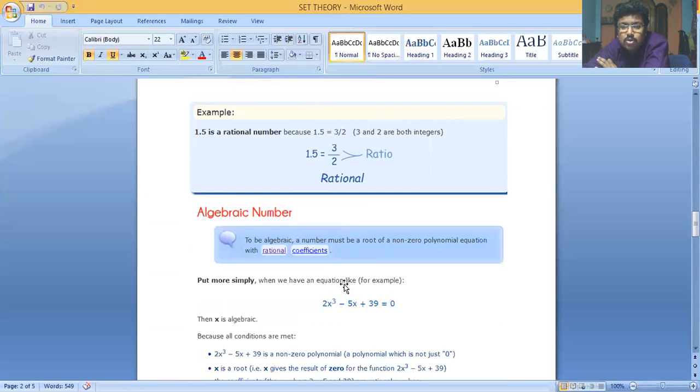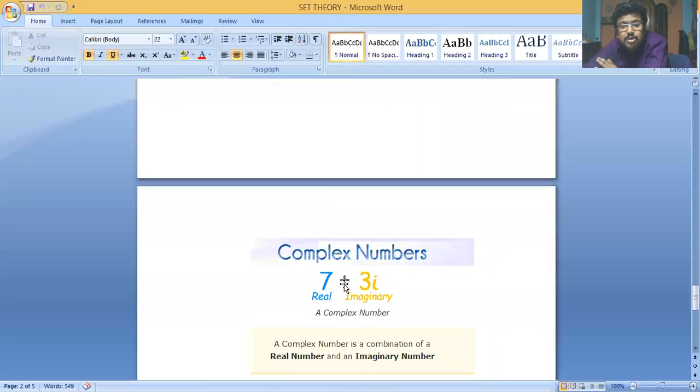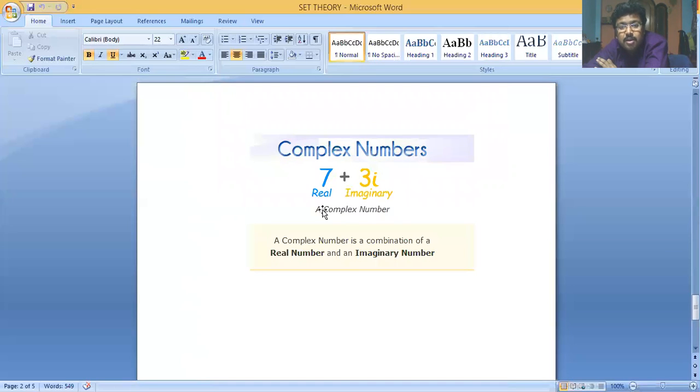Complex numbers, what are complex numbers? It is a mixture. Look, a real number and an imaginary number make a complex number. 7 is a real number, 3i is an imaginary number as I mentioned. So this is a complex number.